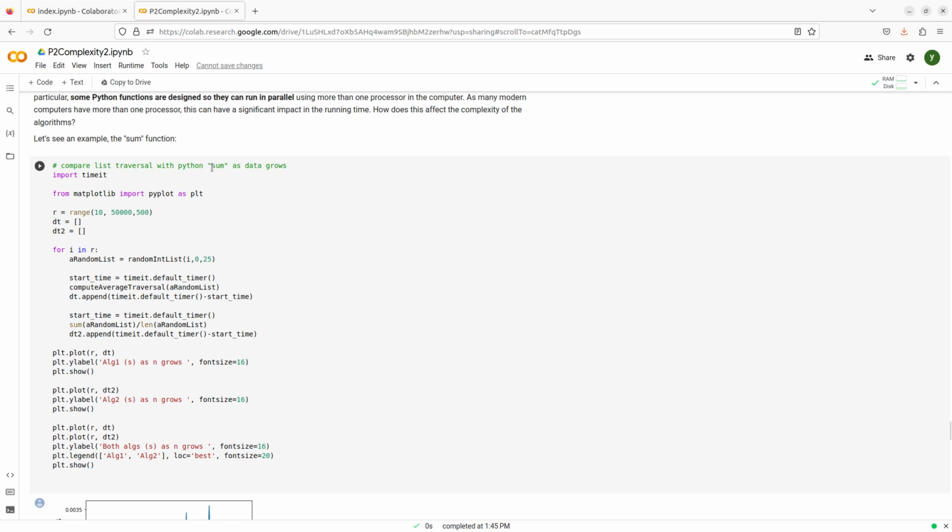Okay, and let's see an example here with the sum function in Python. Let's remember the compute average traversal function, where I just computed the average of a list by traversing all its elements and adding them up and then dividing by the number of elements. And I can do the same thing using Python's built-in sum function. So this sum of a random list basically does the same that the loop used to do, adds up all the elements in a random list, and then I divide by the length of the list. So these two things are doing essentially the same thing. In terms of the algorithms, they are the same.